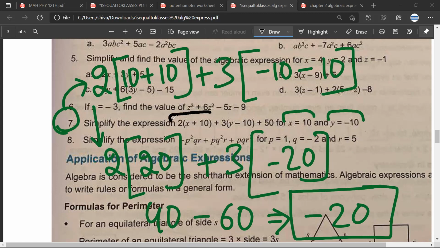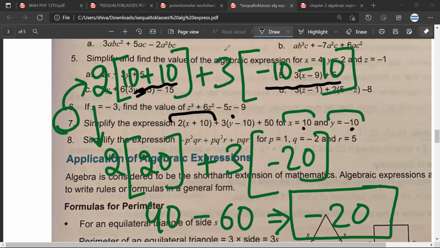So I have 2 into x plus 10. The value of x is 10. So I put the value of x, 10, here. Any doubt about this? No, sir. Then there is 3y minus 10. The value of y is minus 10. I wrote minus 10 here, minus 10, minus 10. Mr. Sarthak, any doubt? So there is plus 50 also.